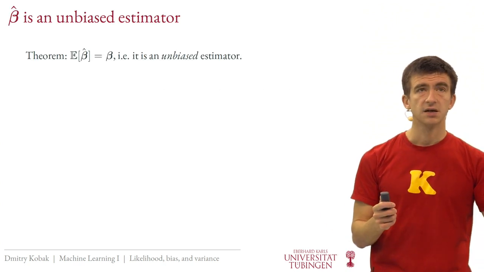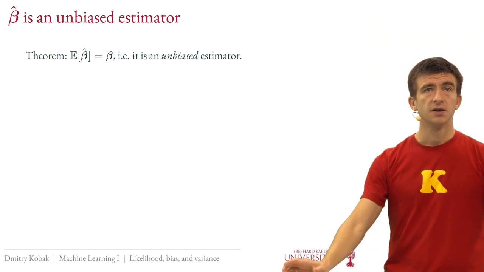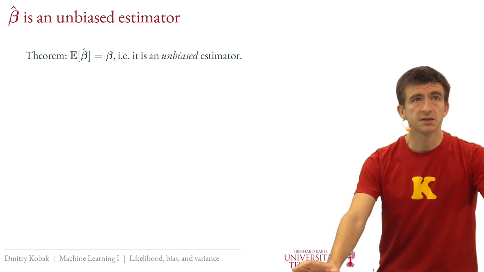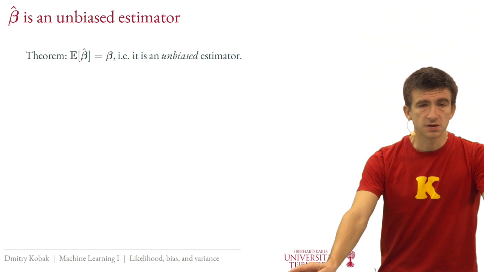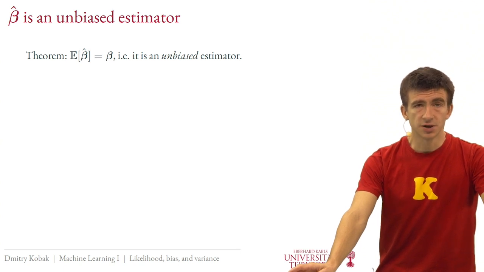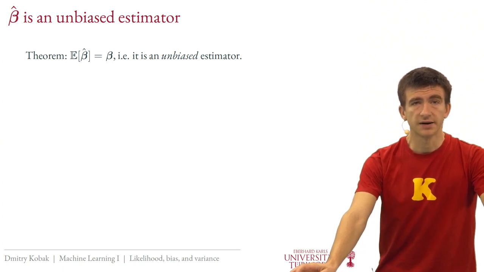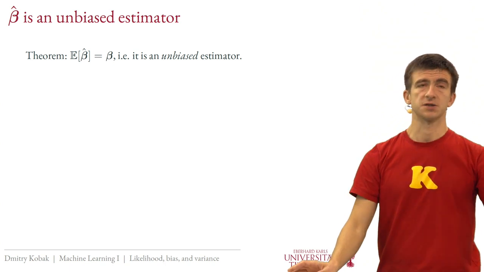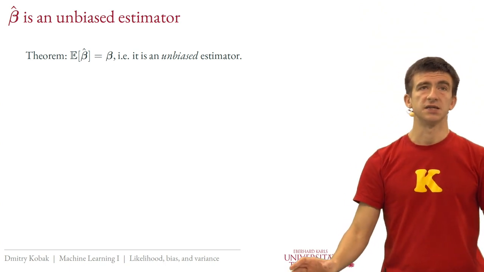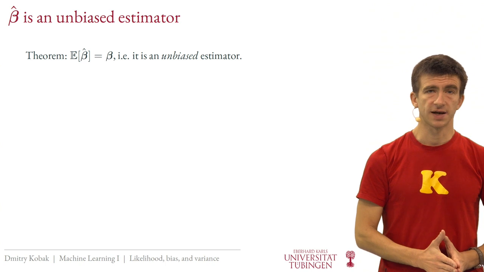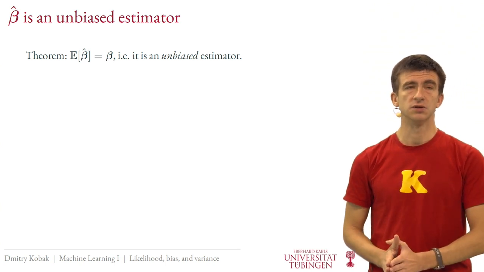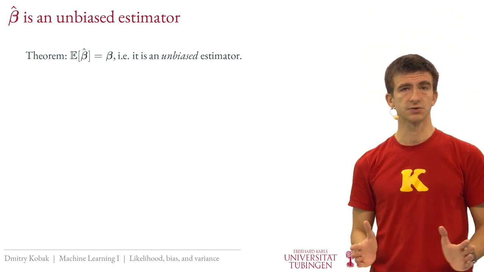So that's then the topic of the next segment. And the first very important claim is that it turns out that the beta hat is an unbiased estimator of beta. So this means, by definition, that the expected value of beta hat is equal to beta, which sounds great, right?